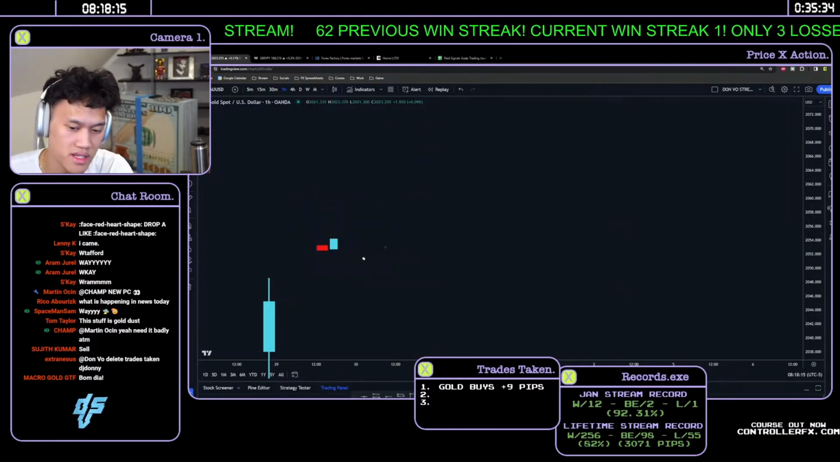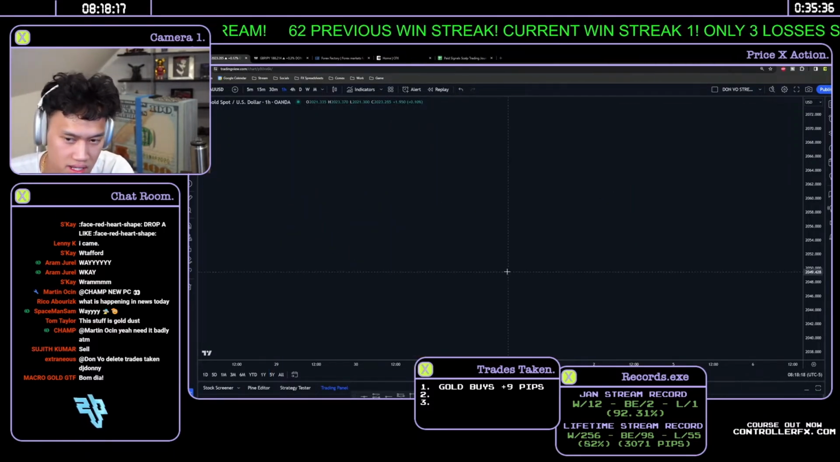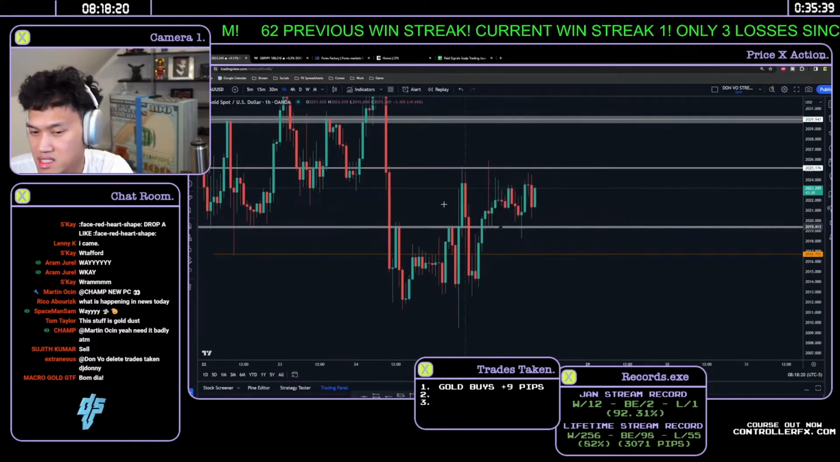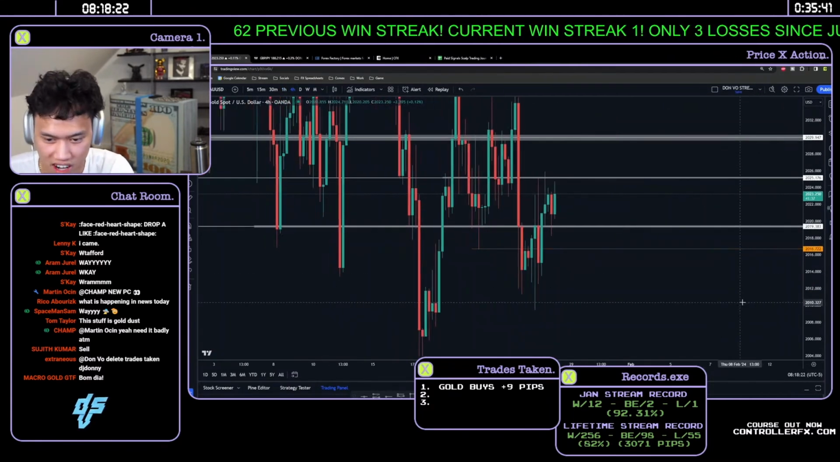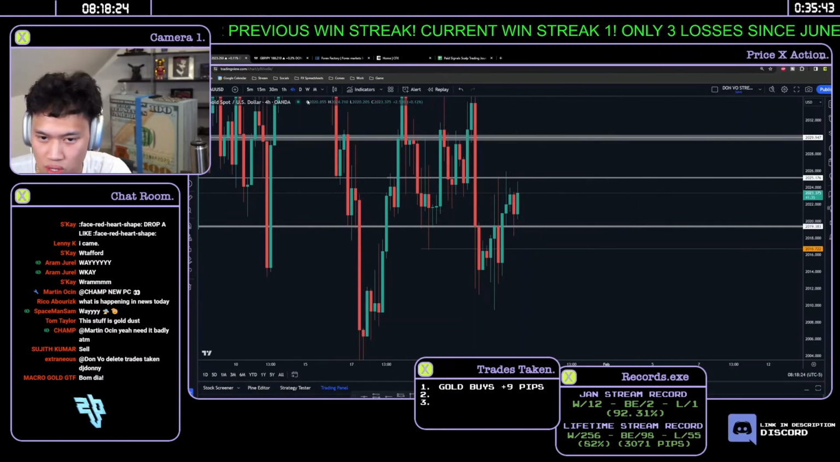But yeah, that's liquidity for me. That's how I would identify liquidity. I mean, I could have just said, liquidity is just price grabbing liquidity to drive up, but in terms of price action, that's what would typically form.